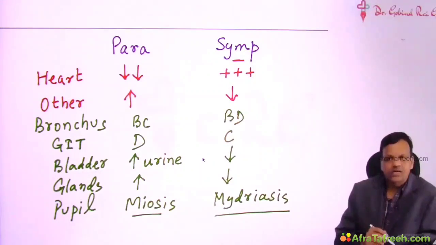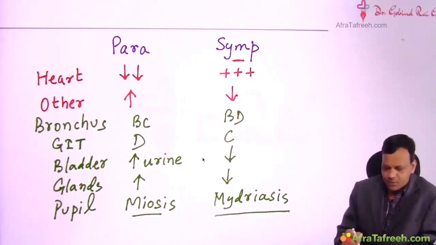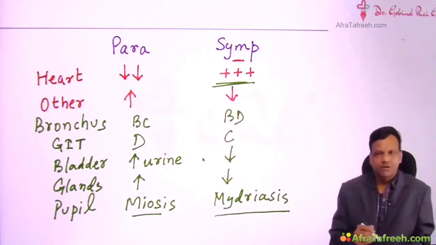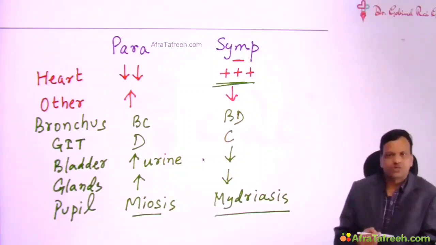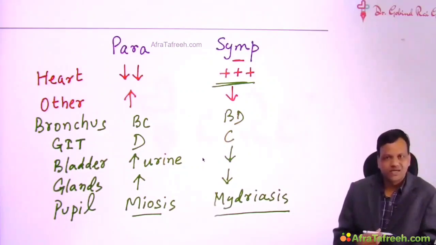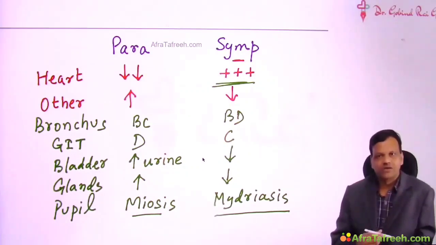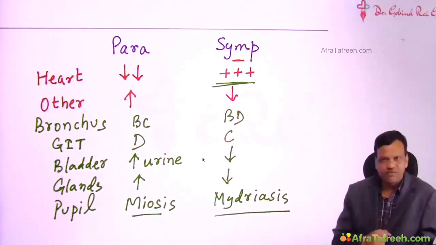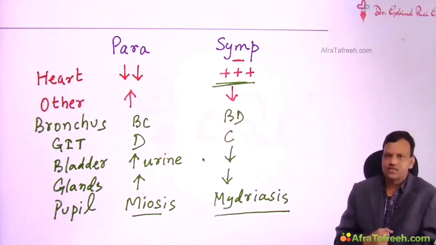So basically you can remember, the sympathetic system stimulates the heart but relaxes most other places. The parasympathetic system depresses the heart but stimulates most other places. This is the basic structure and functions of the autonomic nervous system, sympathetic and parasympathetic system. So with this basic information, now we can start the systems separately.